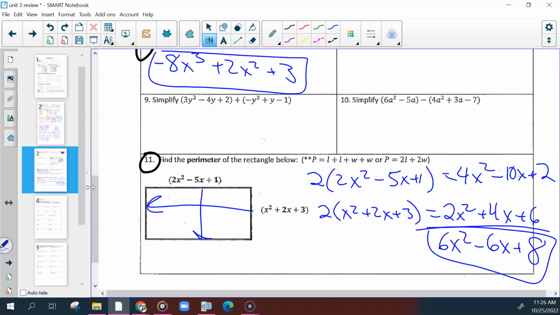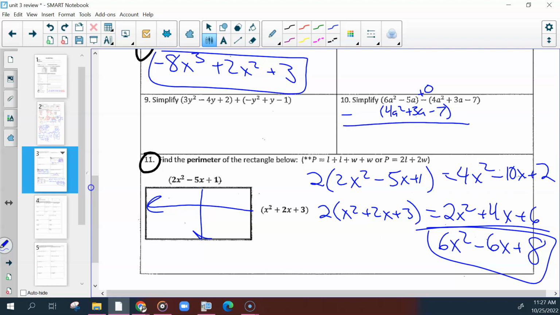So for number 10, you could do this one of two ways. With all of your subtracting problems, you can rewrite this. So it's minus, and then all of this, 4a squared plus 3a minus 7. But notice that the first one has 2, the last one has 3. So I would say put a plus 0 at the end, and then you would subtract vertically.